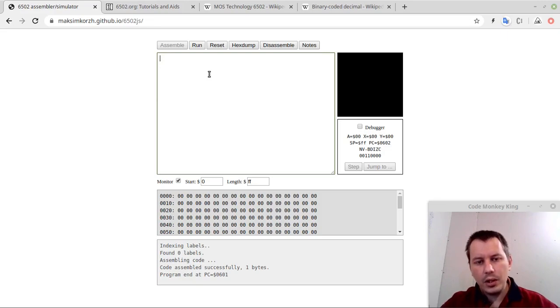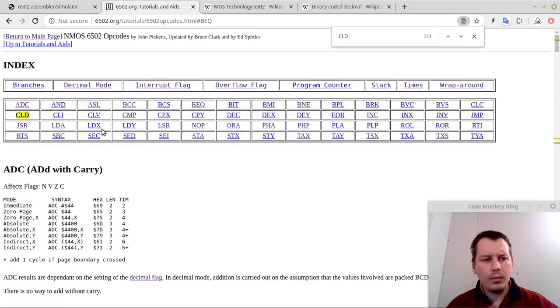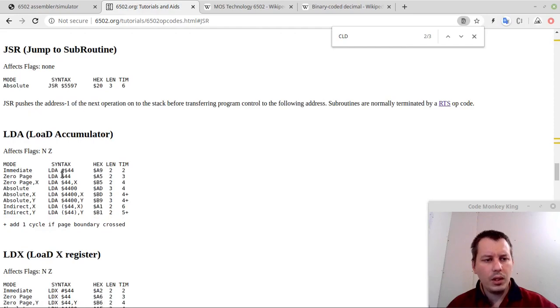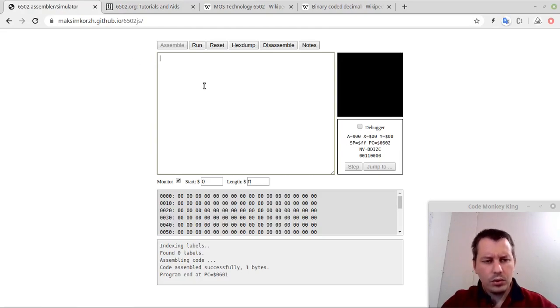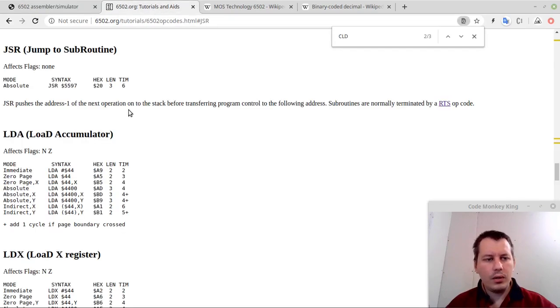So for instance, there is a jump to subroutine, JSR, yeah, and let's say function, so just the label, and here we have the function. For instance, let's say whatever, LDA 01, STA to the first pixel, and then to return, RTS, I believe.